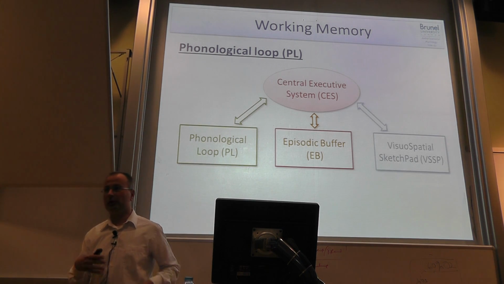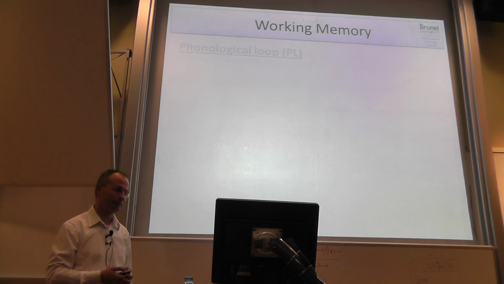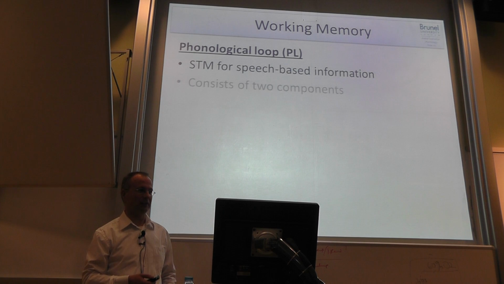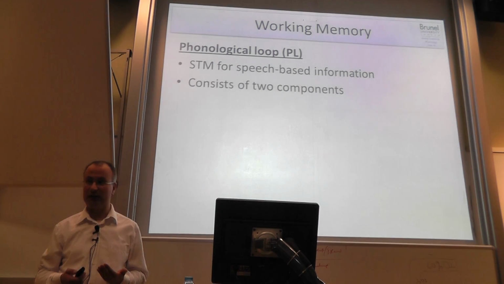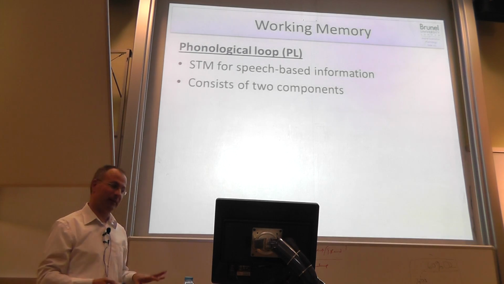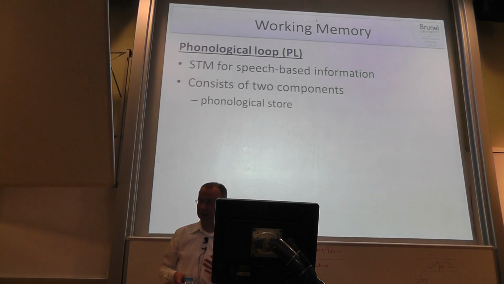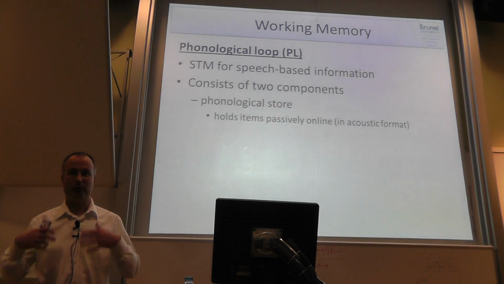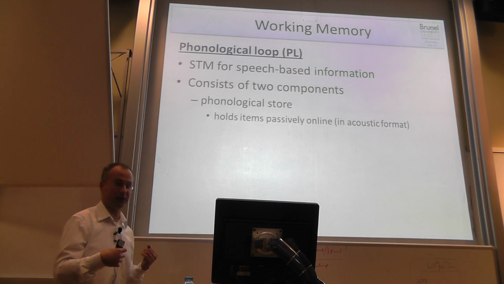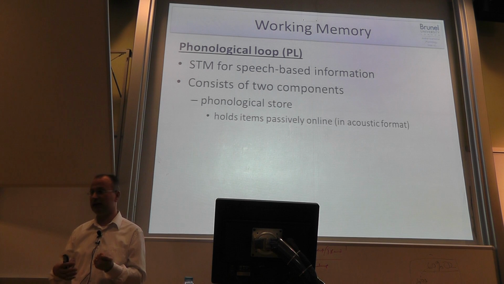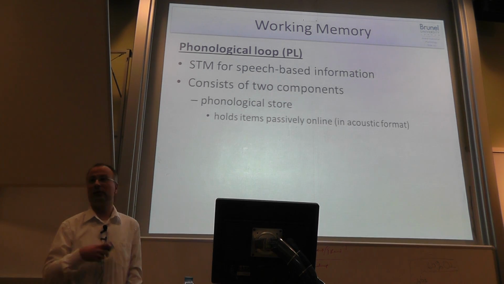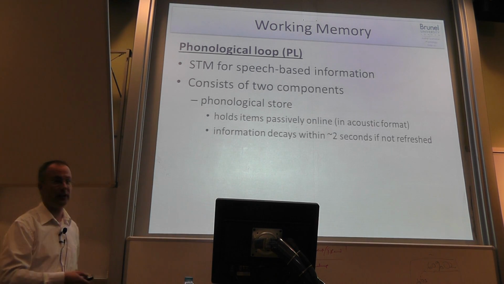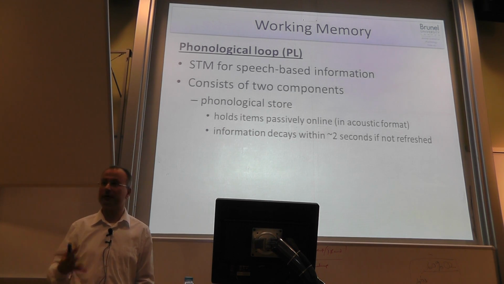Okay, let's look at the phonological loop in a little bit more detail. This is short-term memory basically for speech-based information. And it consists of two components actually, so you can further divide it down. The phonological store holds items online in a passive way. We can put words there, letters, a phone number or something like that. But if we don't do anything with that, information will decay very quickly and we can't access it. So basically we have forgotten it. The time frame for that is roughly 2 seconds, unless we refresh it.